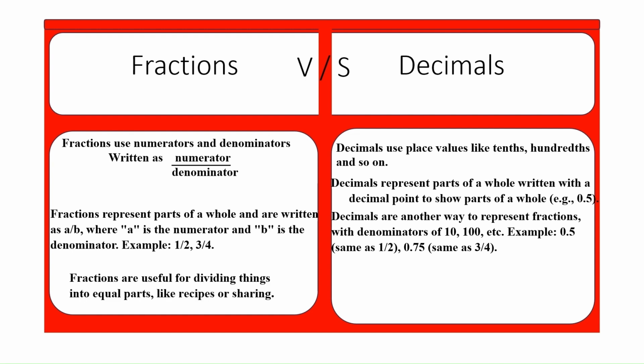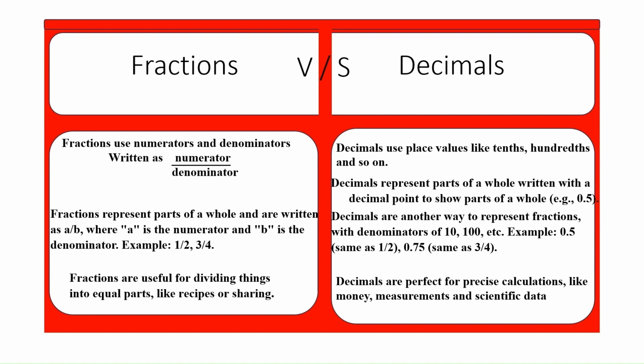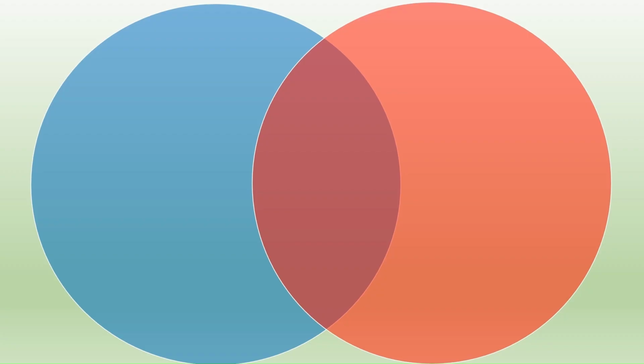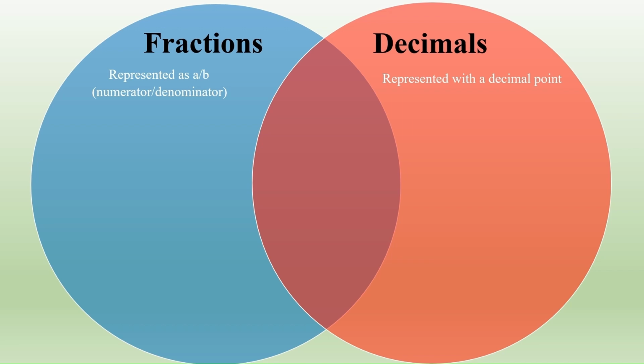Fractions are useful for dividing things into equal parts, like recipes or sharing, whereas decimals are perfect for precise calculations like money, measurements and scientific data. Here is a Venn diagram that we are going to use to compare the unique properties of fractions and decimals, as well as the properties they share in common. You can pause the video and write all the properties in your notebook.